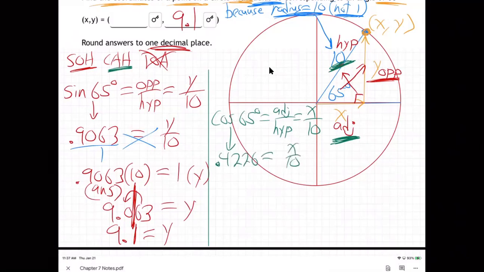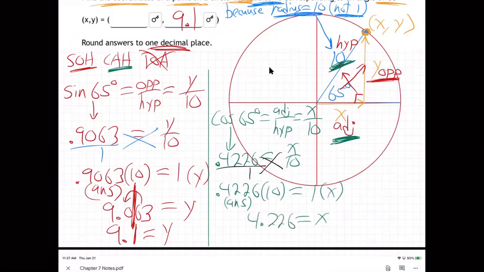You remember we put this over 1, go diagonal, diagonal, cross multiply. So we get 0.4226 times 10 equals 1 times x. That's just x. This is just the answer I have already on my calculator, so I just go times 10. I don't need to retype it in. And I'm getting 4.226. They want it rounded to 1 decimal place, so I put the line after the first decimal place. That 2 says leave it, 4.2. So the x is 4.2.